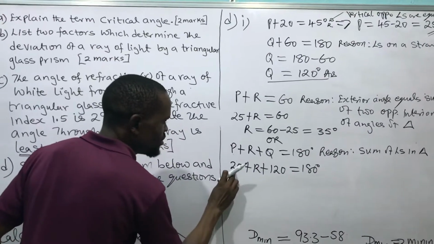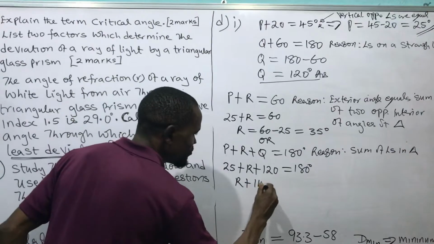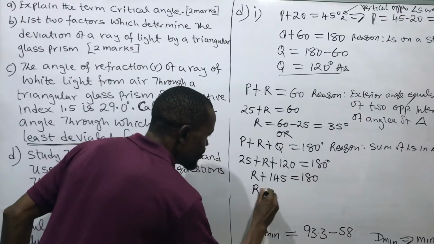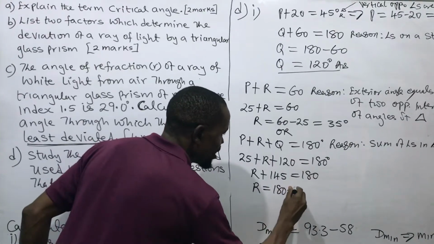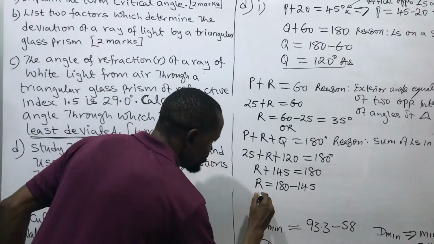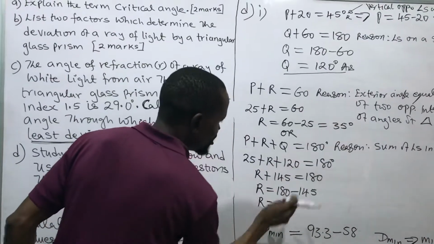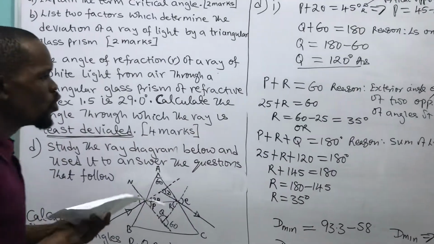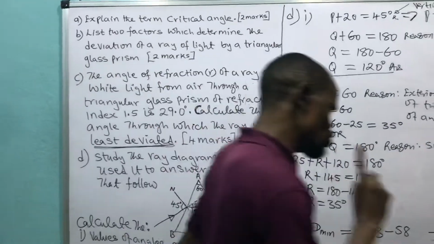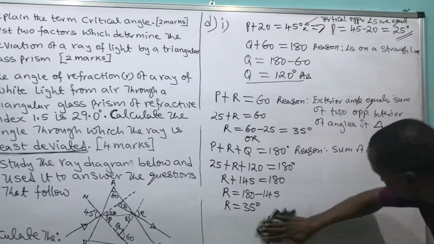I can say that 25 plus 120 will give me 145, so R plus 145 is equals to 180 degrees. I can say R is equals to 180 minus 145, and this will give me R is equals to 35. Is it not the same answer I got on this one? So any of them can go. If you remember this one, you use it. If you remember this one, you use it. I've given you the two ways which you can use to get your R.